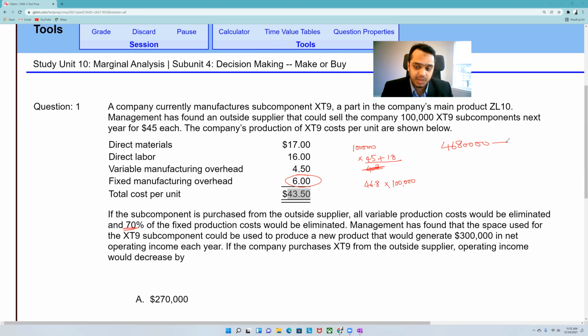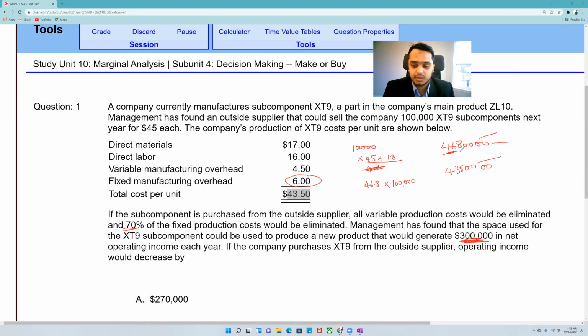And if you are going to manufacture it yourself, it is just 43.5 multiplied by 100,000, which is 4,350,000. Now this is the difference between the two. If I purchase it from outside, I'm going to incur this much cost. And if I'm doing it by myself, this much is my cost. But what did he say? 300,000 is the profit you would generate if you are buying from outside.